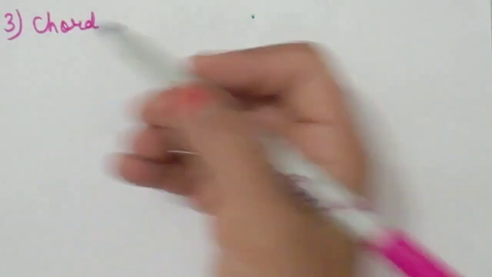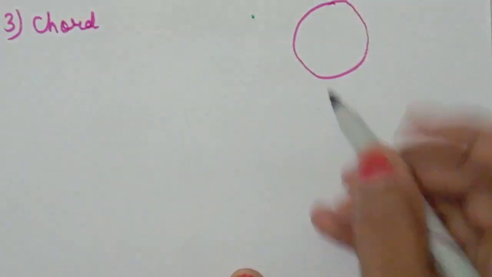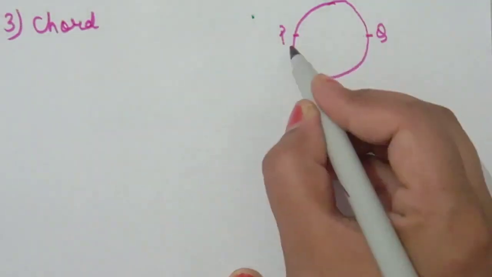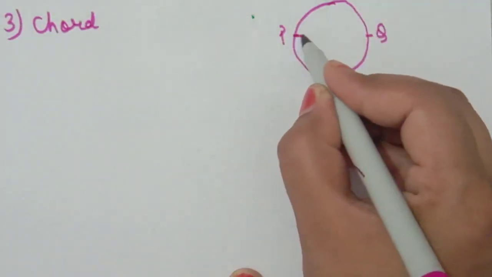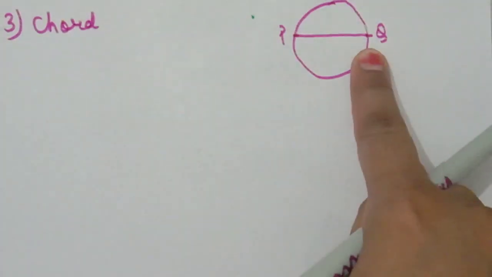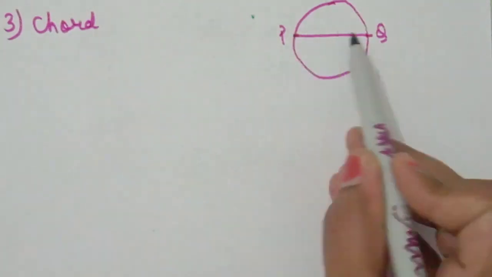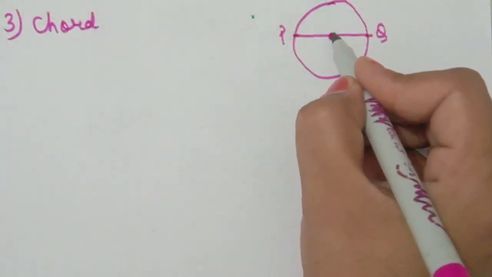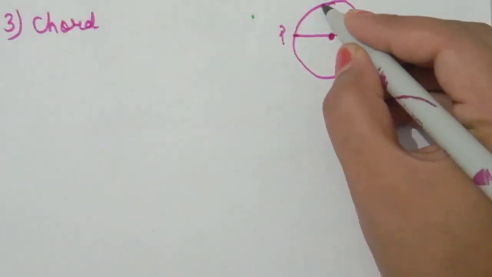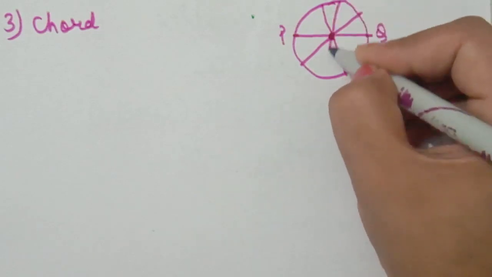Next definition is chord. Now what is a chord? When we have a circle like this and 2 points, P and Q, are present on the circumference of the circle, when we join these 2 points, this line segment PQ is called the chord of the circle. The chord which passes through the center of the circle we call the diameter also. This is also a chord, this is also a chord, this is also a chord.